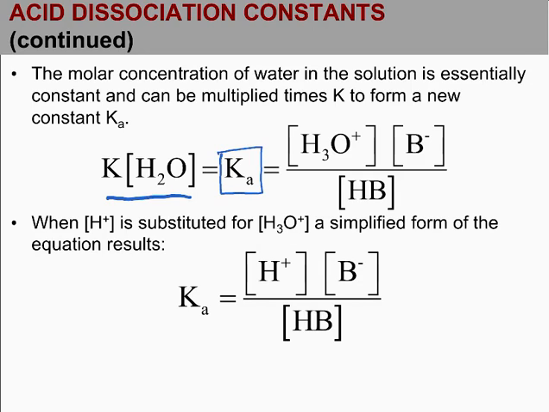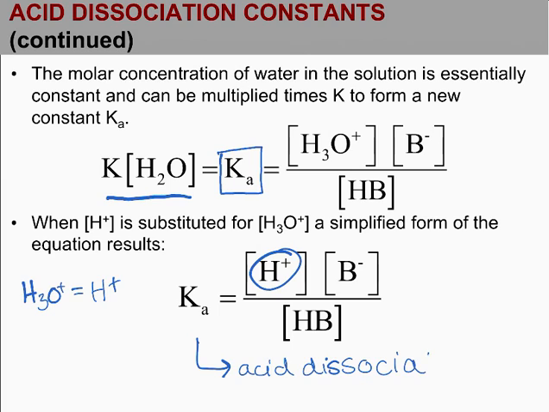Also, remember that H3O plus and H plus are the same thing. So we could also write a simplified version of the acid dissociation constant, where H plus is just replacing H3O plus. And those are equivalent, so you could write this either way. And we'll just make it clear that Ka is the acid dissociation constant.